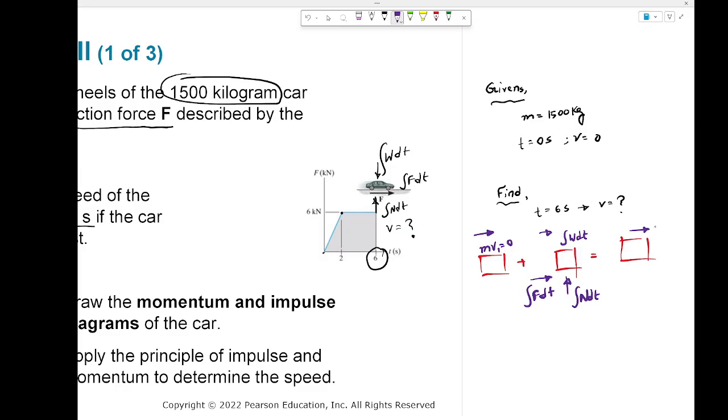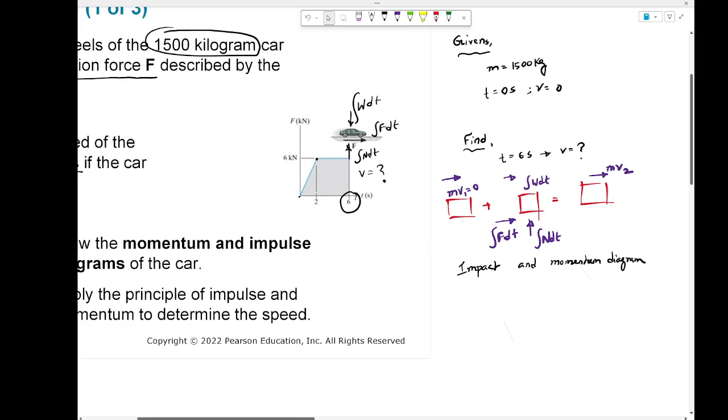And then you have the final velocity v2 with m2. They call this the impact and momentum diagram. Let me write it this way: impact and momentum diagram. You got it? Aline, are you taking the class notes? Take the class notes. All right, now we are doing the solution.